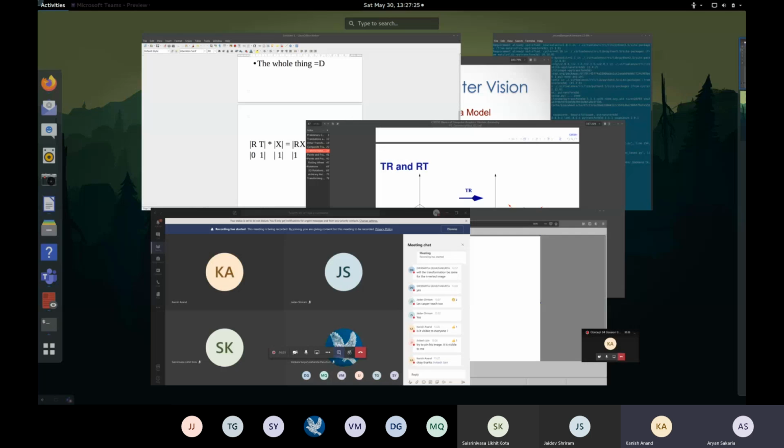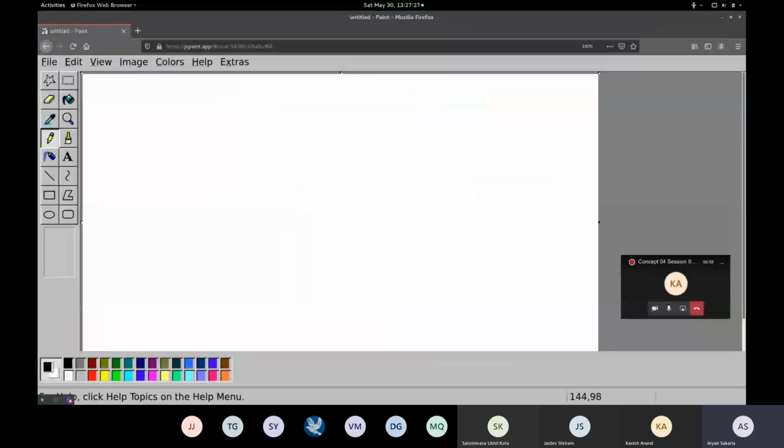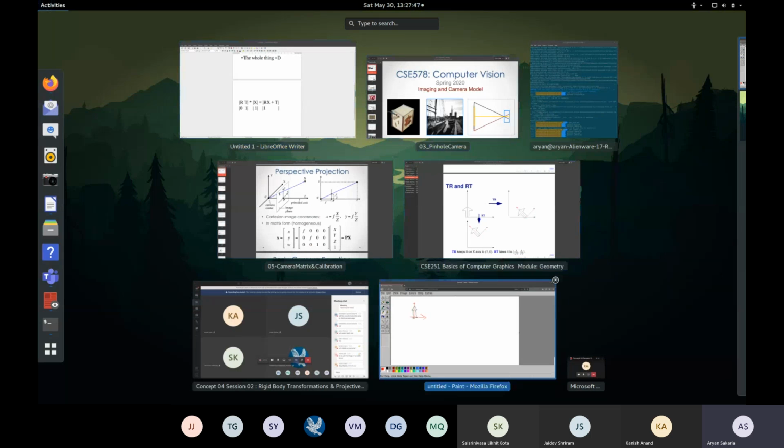Okay, so now we have this weird arrow. This arrow is nothing but a collection of all points, and I'm going to draw the coordinate frame in another color. Please excuse my amazing art skills. So let's look at this transformation first. Let's look at TR first.